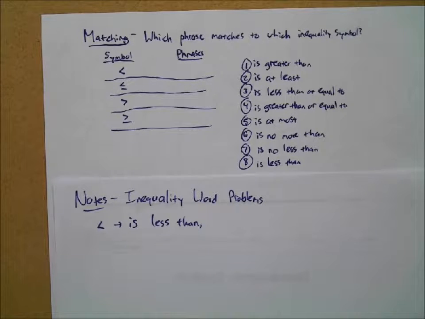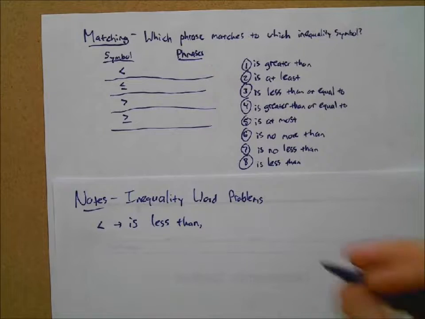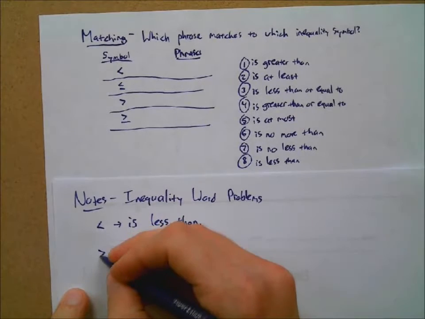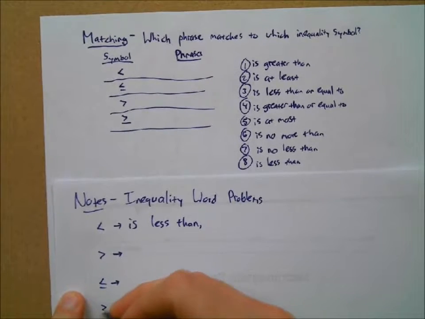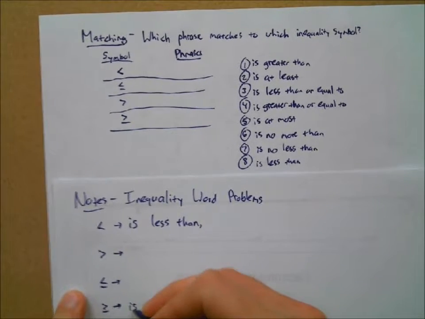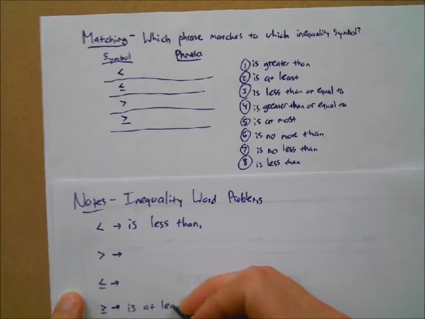3 or more. So is at least should go for what symbol? If it's 3 or more, what's the symbol for that? Greater than or equal to. So is at least turns out to be greater than or equal to. So I'm going to put a greater than here. I'll put a less than or equal to here. And then greater than or equal to. So greater than or equal to is an is at least. Okay, that phrase right there.